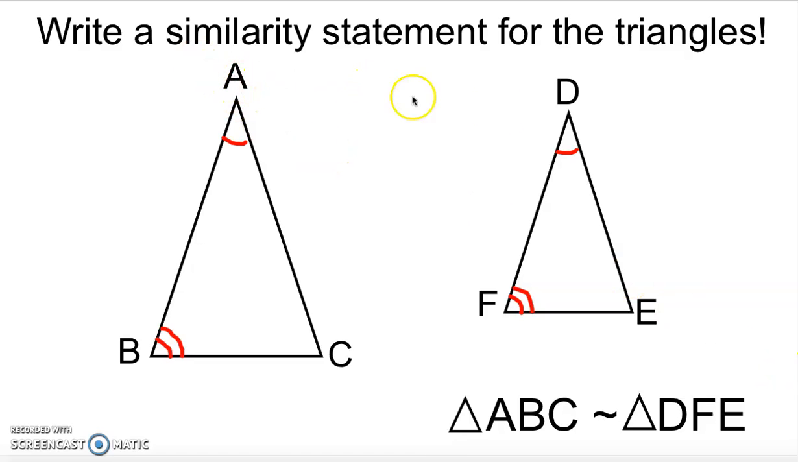So again, A and D have congruency marks. They have to match in the same corresponding position. B and F have 2 congruency symbols, so B and F have to mark in the same position. And then angles C and E are just the last angles that come along for the ride, so they're going to be in the 3rd spot. So this is my triangle similarity statement. A triangle is similar, and the squiggly here means similar, to this triangle here.